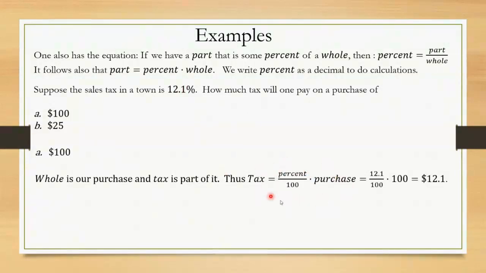Okay. So again, basically I'm starting out with here. I'm not showing all the steps, but I'm using this equation where part is tax, percent would be 12.1 written as a decimal, meaning you move the decimal 2 spaces to the left, which is the same as dividing by 100. And whole, I have purchase over here. I didn't show all the steps, but hopefully you can still see that the tax would be $12.10.